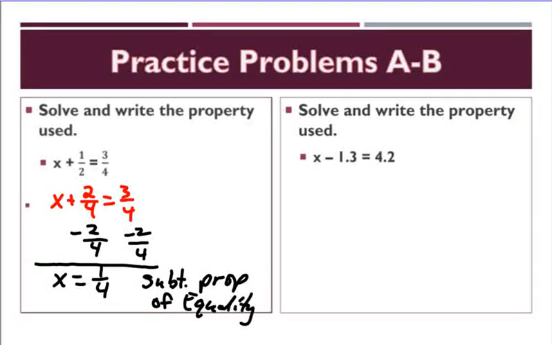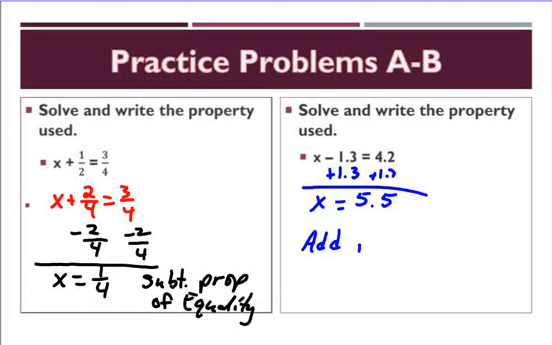And the one on the right-hand side, solve and write the property used. Here, since I'm subtracting 1.3, I need to do the opposite. Add 1.3 to both sides. I'm left with x equaling 5.5. And since I was adding the same number to both sides, this would be the addition property of equality.